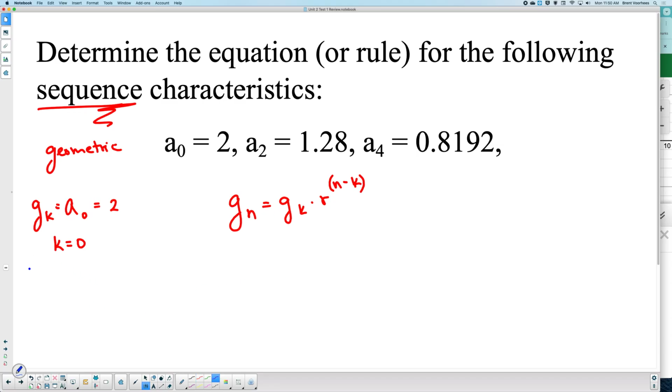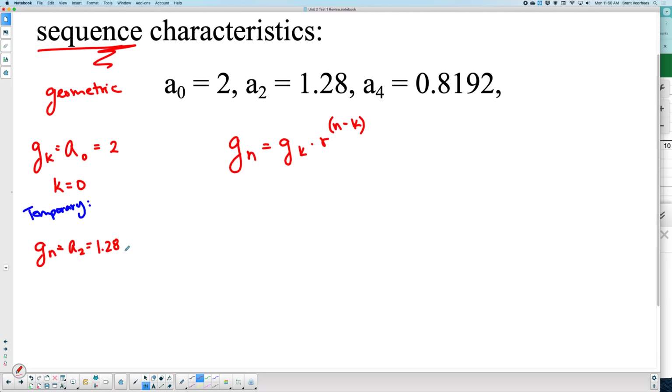I also have to find a gn. This is going to be temporary again. So gn is typically like your y, but to solve this, I'm going to have to do this. Gn can be either of the other two. I'm going to just use A2. Gn will be A2, which is 1.28. Don't panic about me switching from this letter A to a G. G stands for geometric. A usually stands for arithmetic, but here the sequence is just given with the letter A. Okay, and let me put down n is 2.